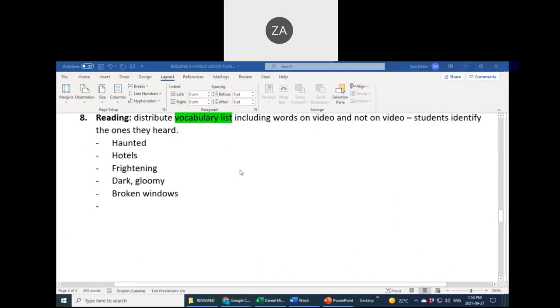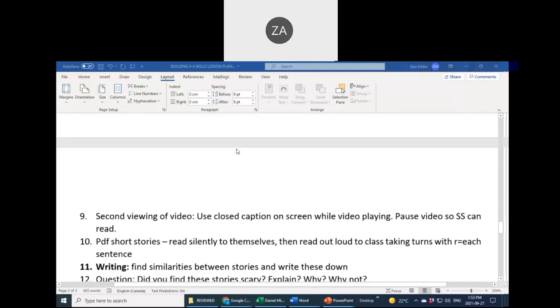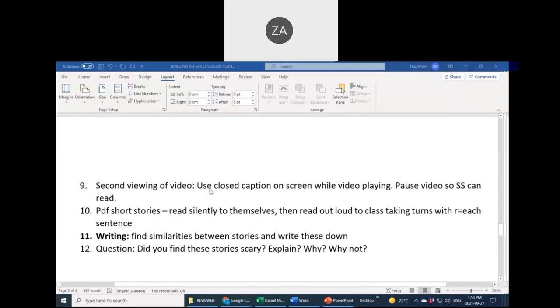Lots of details. We've already started on the list, the vocabulary list in the reading section. And then we go back to the second viewing of the video. And I think it was Jay who suggested using closed captions on the screen while the video is playing, because that will help the students to read what they hear being said. They can read the words and hear them at the same time. And that's double confirmation, visual and audio confirmation simultaneously, which is always beneficial.